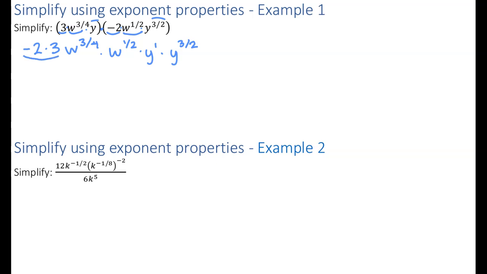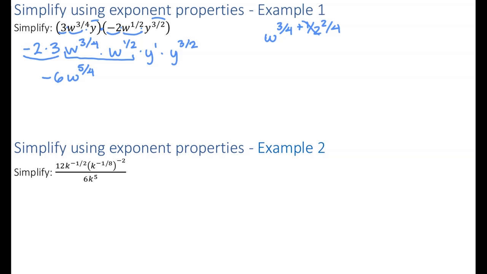So the first one, -2 times 3, that's just plain old multiplication, no exponent rules needed. But for w to the 3/4 times w to the 1/2, I will need exponent rules. And the rule I need says that if you have two things with the same base and you multiply them, you have to add the exponents. So I'll want 3/4 plus 1/2, and 1/2 is the same as 2/4, which means I'll get w to the 5/4 when I combine those two.